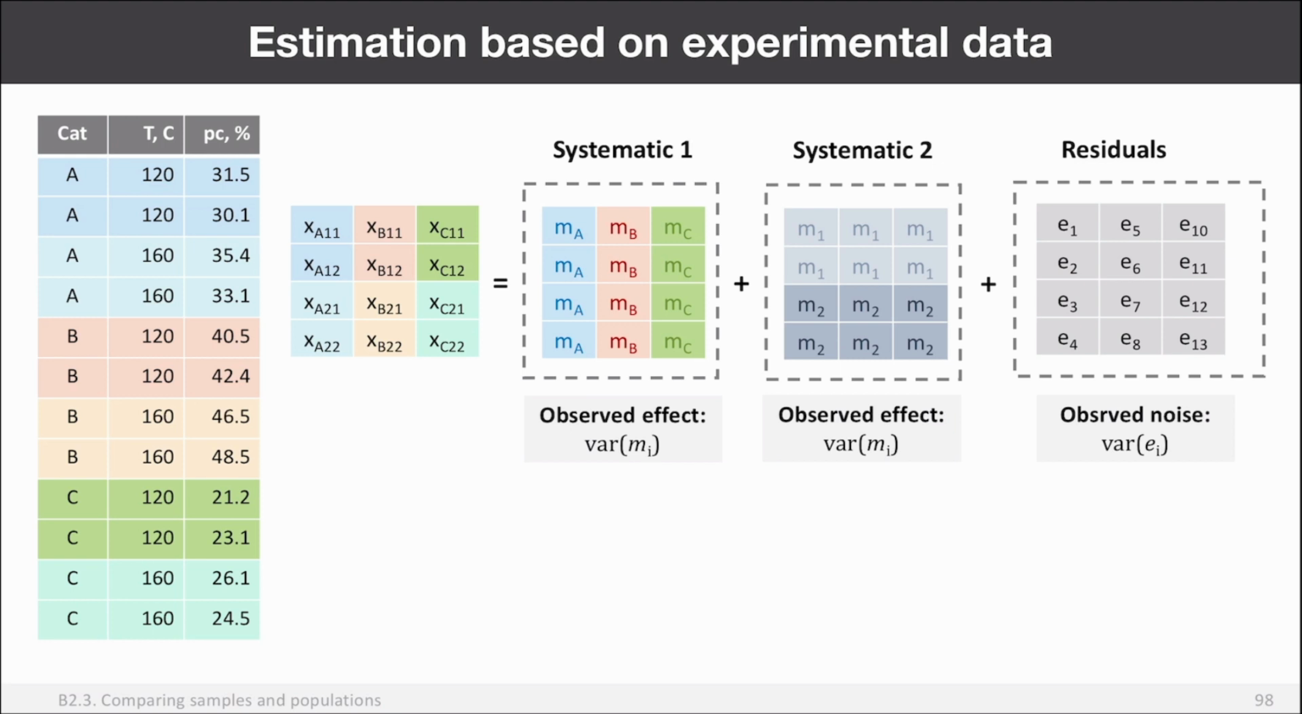Again, because we don't know the population, we substitute population with sample statistics. So instead of the average of the population, we have the average of the sample. So this is the average yield of all measurements from here, right?